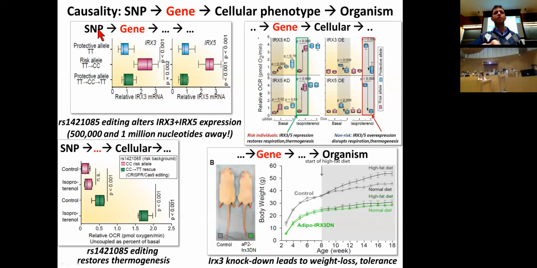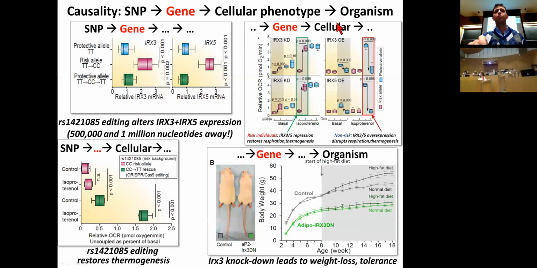Then what about from the SNP all the way to the cellular function? If that path of causality is true, then editing the SNP should in fact impact the cellular phenotypes. And indeed, if you change the SNP, you directly see a change at the cellular level. And if that path of causality is true, then if I change the gene, I should see an impact on the organismal phenotype. And indeed, that's what we saw when we knocked down that gene in mice.